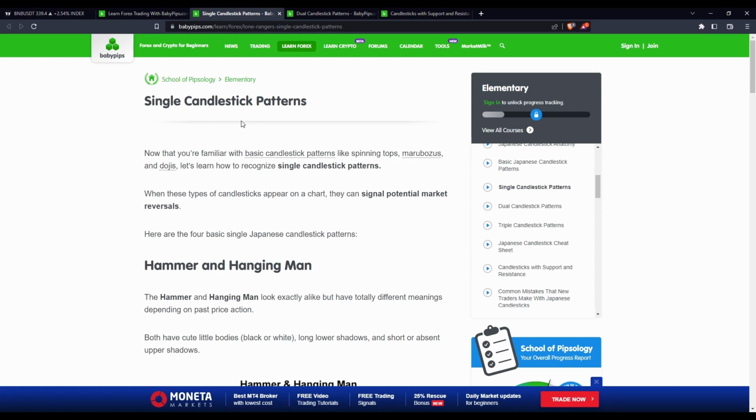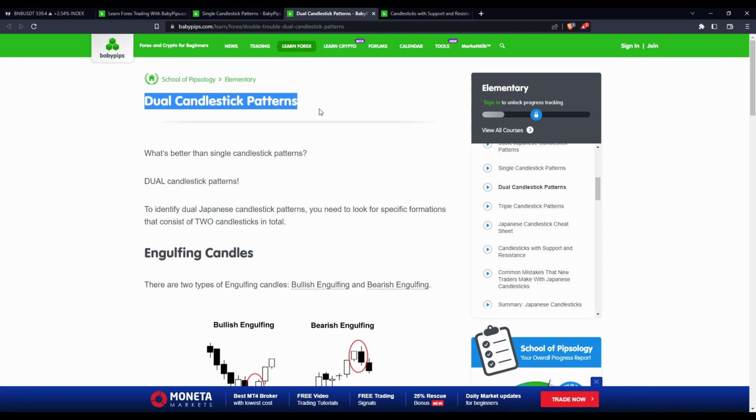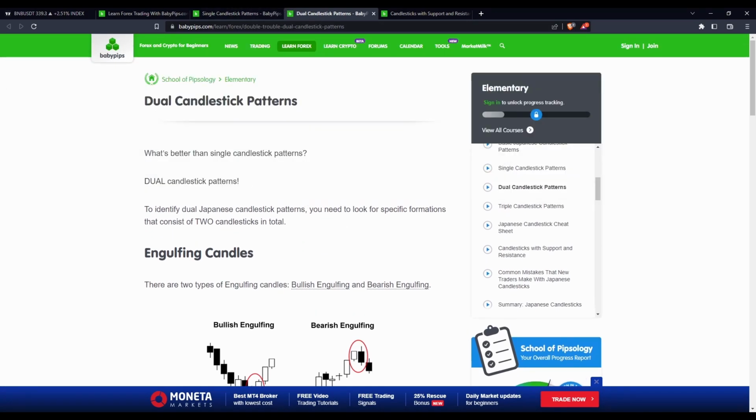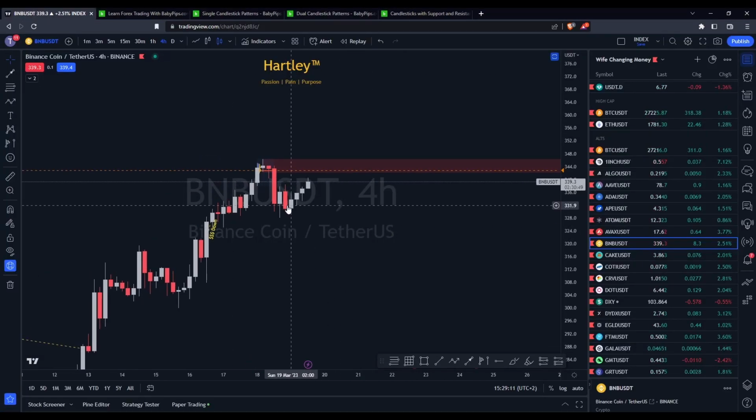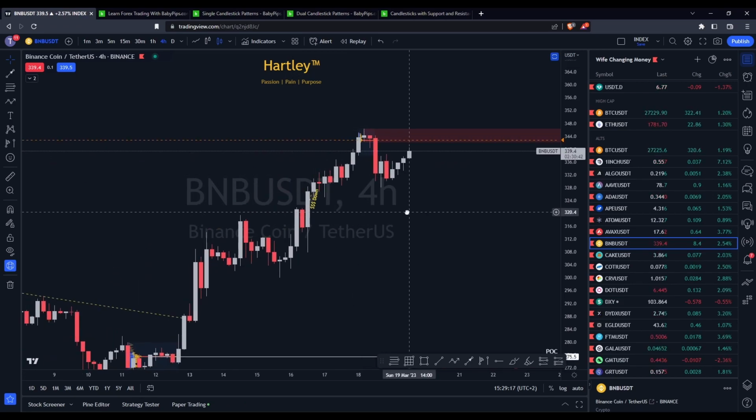There's the link to the hangman and hammer candlestick patterns if you guys want to do some more research on it. Another one that is important to understand is dual candlestick patterns, right? So whether you have 2 candlesticks gives you information on the market, right? Understanding candles is not just understanding one candle, but understanding what 2 candles together mean, right? One candle can give you one piece of information. A candle next to it can give you another piece of information, right?